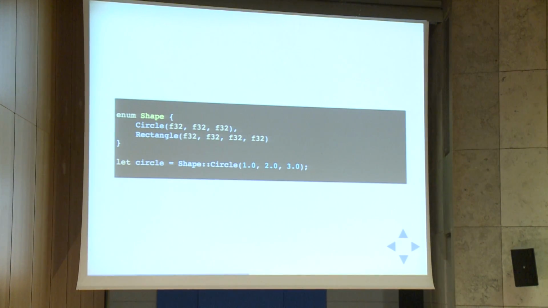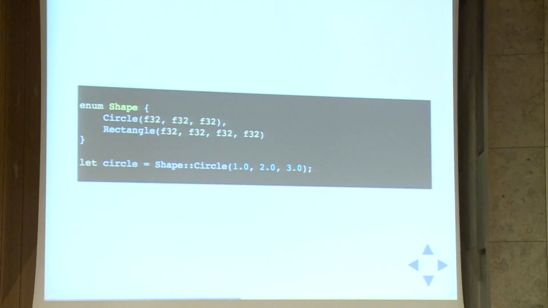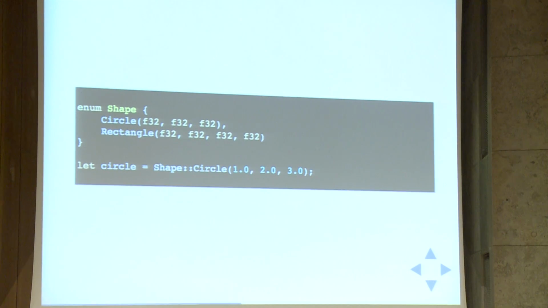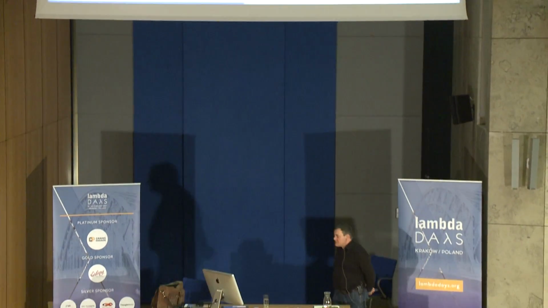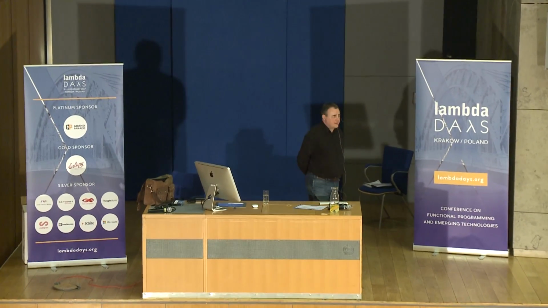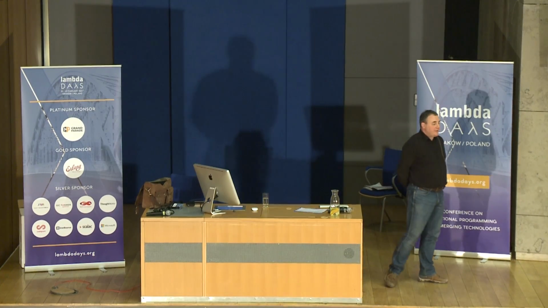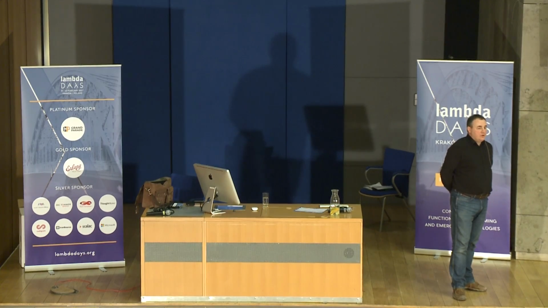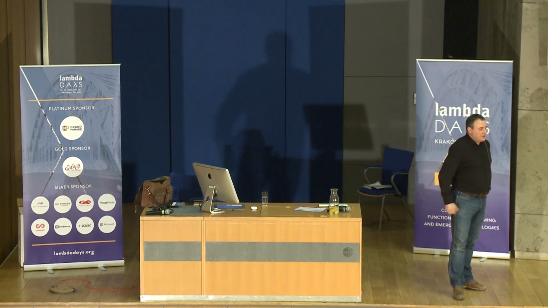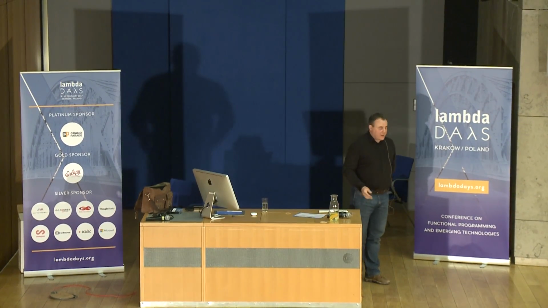We have the shape type, which can have two values, circle and rectangle. Circle requires you to use 3 floating point numbers, and rectangle expects you to use 4. And you can again use this syntax in the last line to create a circle. If you have in scope something else which also uses the name circle, you will be required to use the qualifier Shape::Circle to disambiguate it.